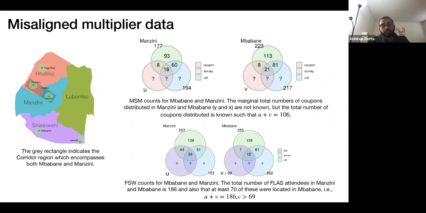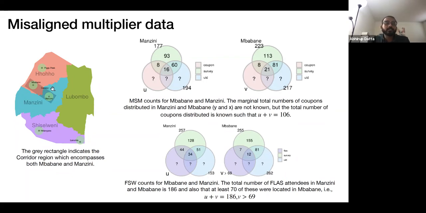It's utilizing the structure of the data to create the model, and then we are using Gibbs sampling to get the samples. The next problem we had in the Eswatini data was misalignment, and this is where the corridor comes in. The corridor consists of two urban sites, Babane and Manzini, and they belong to different regions. But often some data are collected and reported as a single number for the corridor.